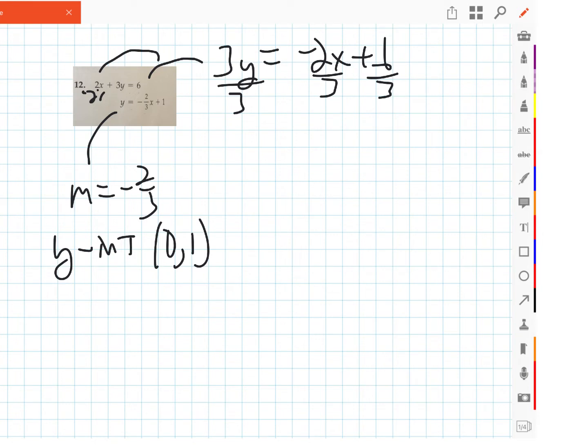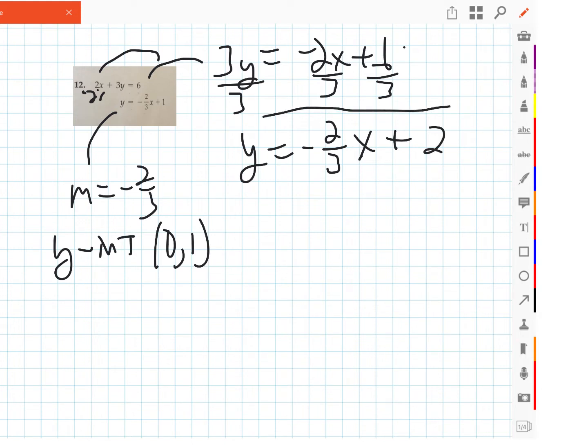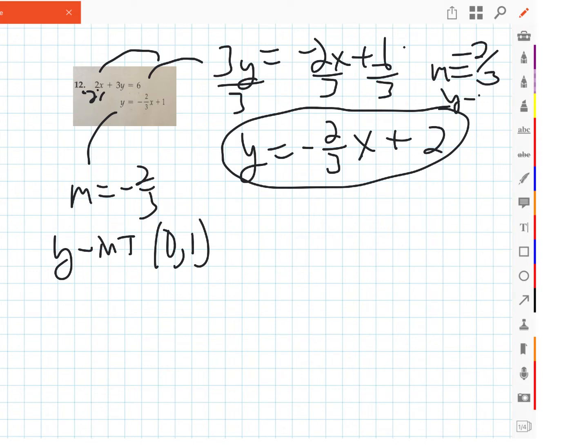So 3y divided by 3 is just y. Then I got negative 2/3 x plus 6 divided by 3 is 2. Now that's in y equals mx plus b form, where the slope is negative 2/3 and the y-intercept for this one is 0, 2. Then we just got to graph both of these, and then we'll look for the intersection.